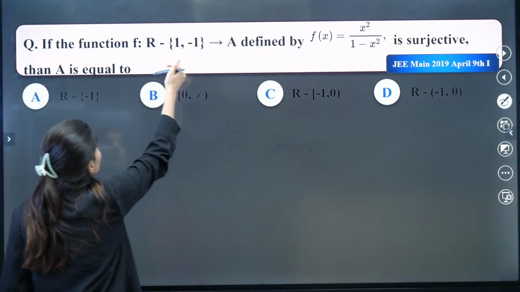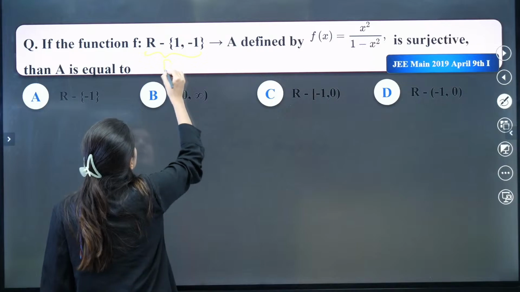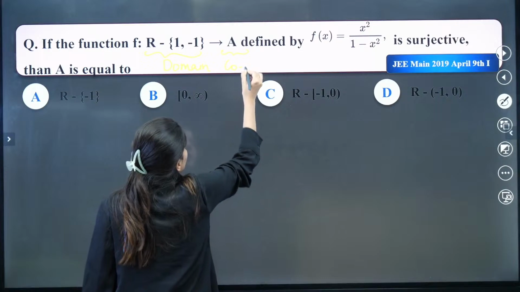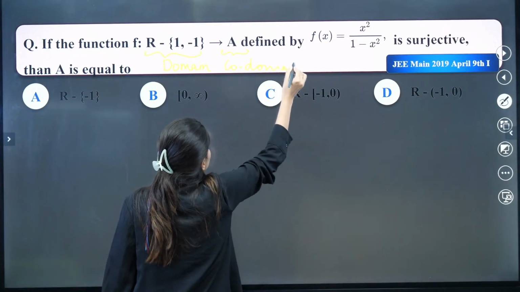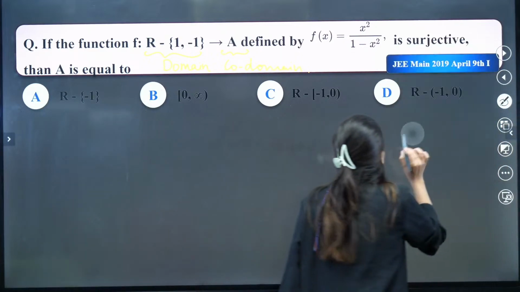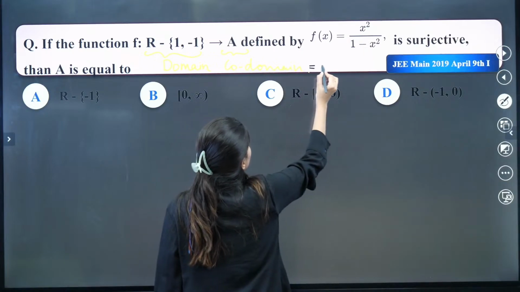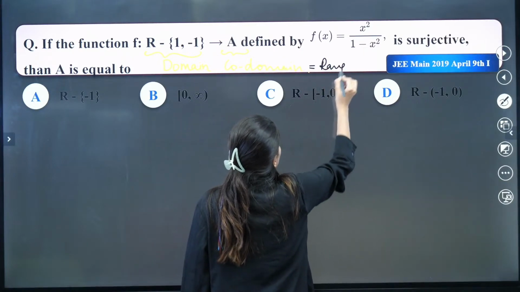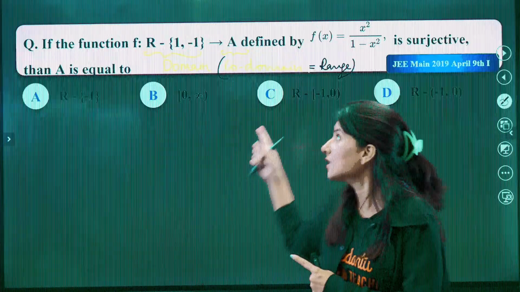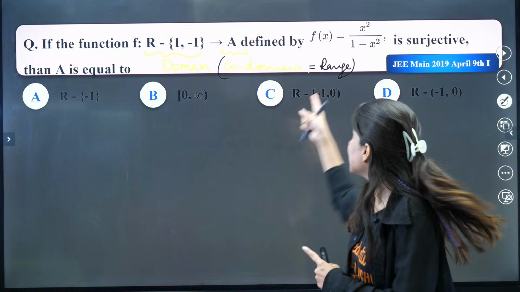So over here, this is your domain, and this is your codomain. Since this function is surjective, or you can call it onto as well, this codomain will be equal to the range of this function. So set A is nothing but the codomain and range both. That means we are looking for the range of this function f(x). That's it.